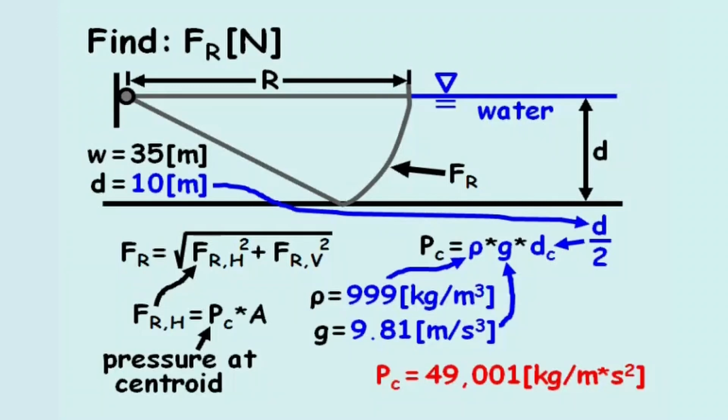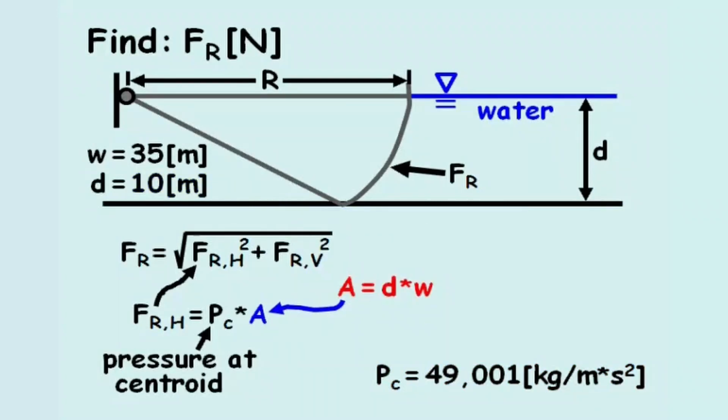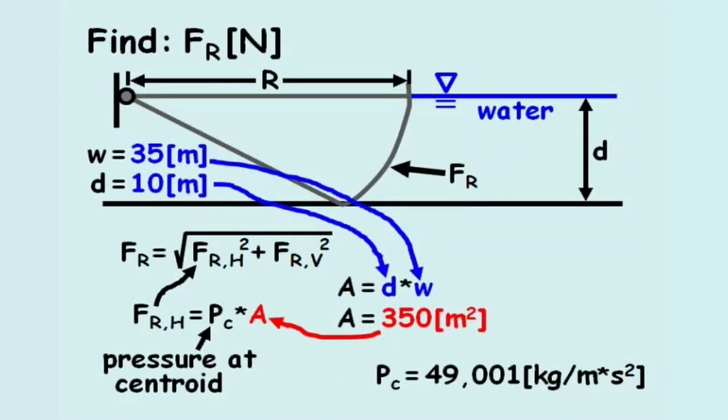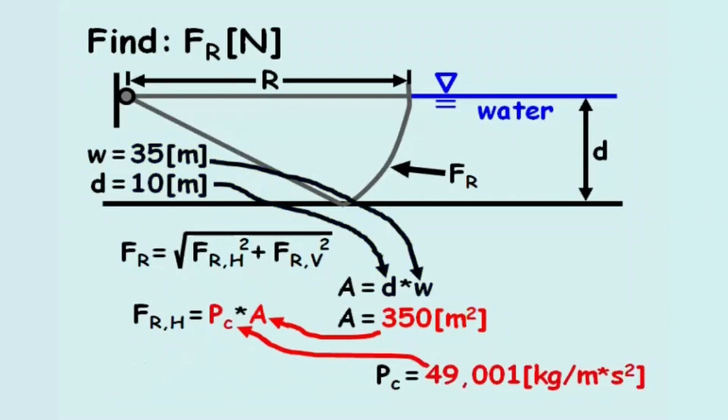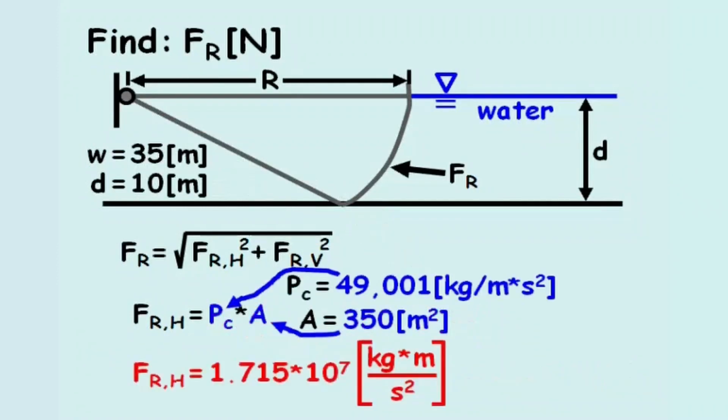The area of the gate, A, equals the depth of water, D, times the width of the gate, W. And after plugging in these known values, the area of the gate from the horizontal perspective equals 350 meters squared. Now we can solve for the horizontal reaction force on the gate, FRH, which equals 1.715 times 10 to the 7th kilogram meter per second squared. After applying a unit conversion and canceling out terms, the units of this force are in newtons.